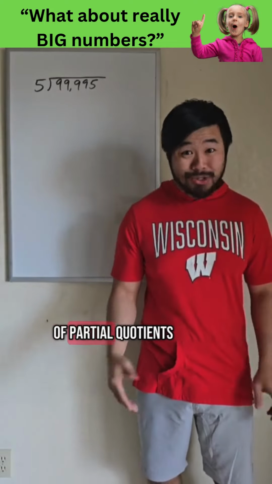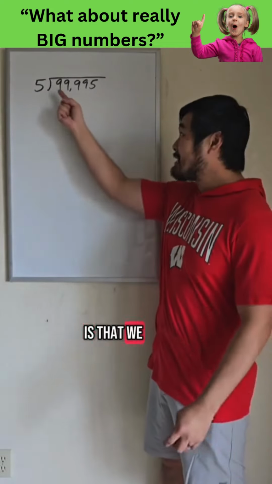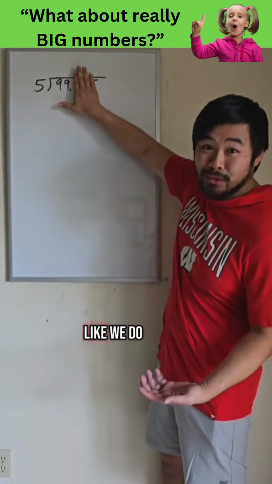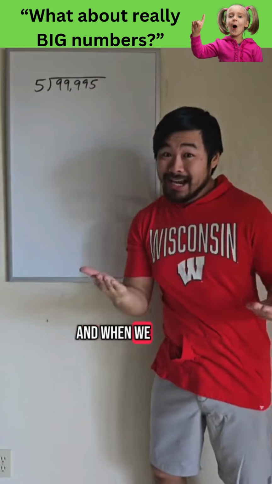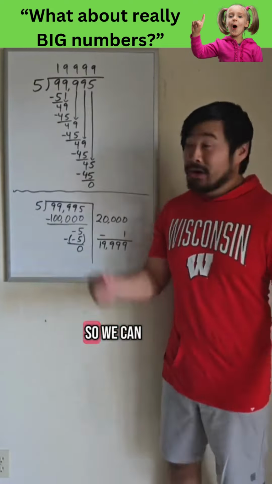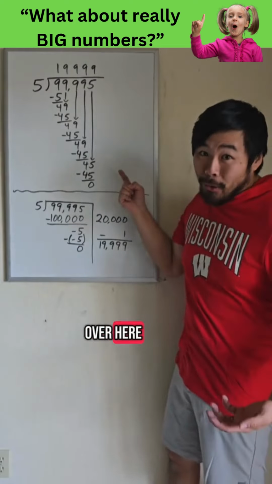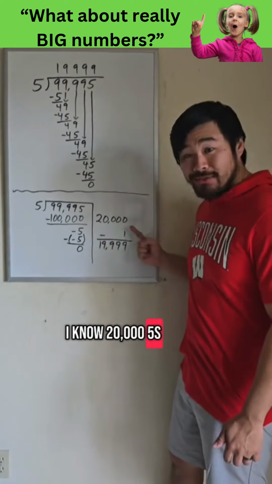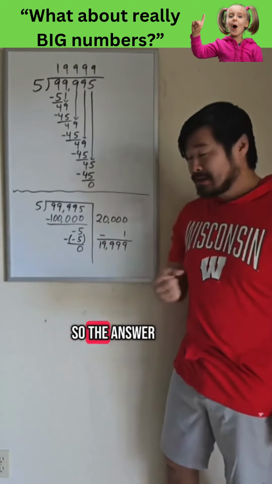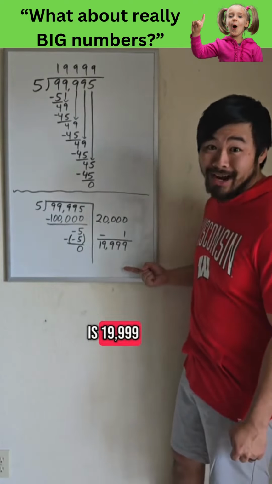Now, a strength of partial quotients that I really appreciate is that we get to see the dividend as a whole number, rather than 1 or 2 digits at a time like we do with long division. And when we see it as a whole number, we can use what we already know to help us. So we can do long division over here, or we can say, well, I know 20,000 5s is 100,000. Oh wait, I went over by 1 5. So the answer is 19,999.